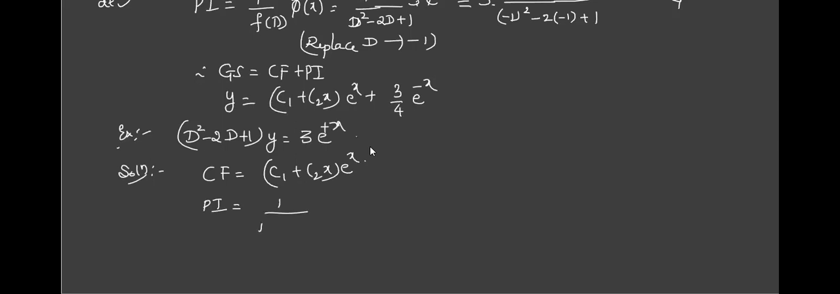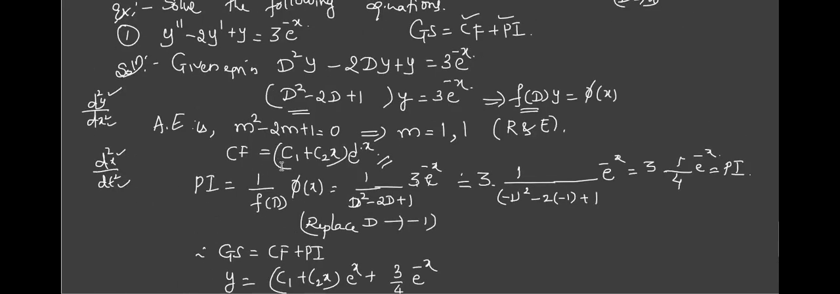How to write PI? 1 upon f of D into phi of x. Am I correct? See, I have written directly. That does not mean you should leave the beginning steps; the beginning steps are similar to this. So this is 1 upon D square minus 2D plus 1 into, what is phi of x? 3 e raised to x. Now, what is the coefficient of x? 1.